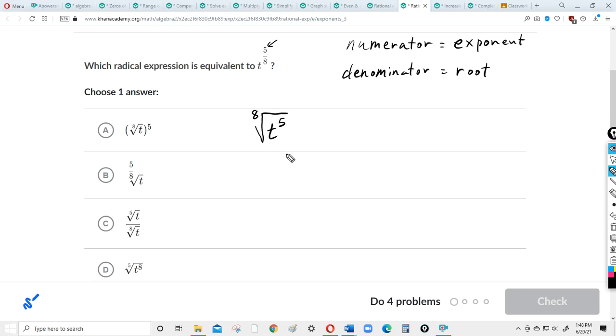Sometimes they might take the whole thing and put parentheses around it and raise it to the exponent. It's the same thing. So the 8th root of t to the 5th is the same as writing the 8th root of t and raising that whole thing to the 5th power. So it's answer A.